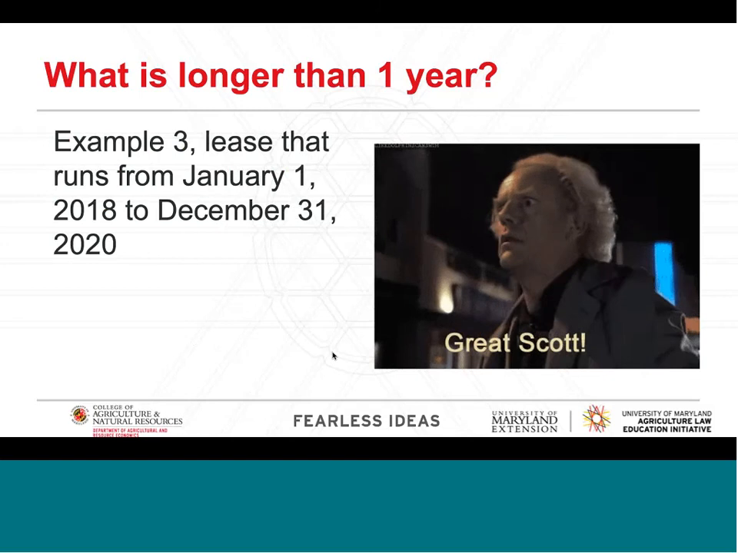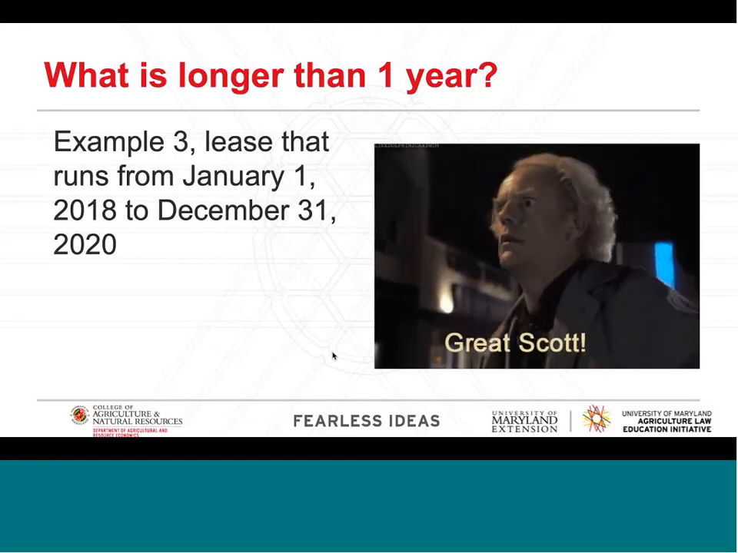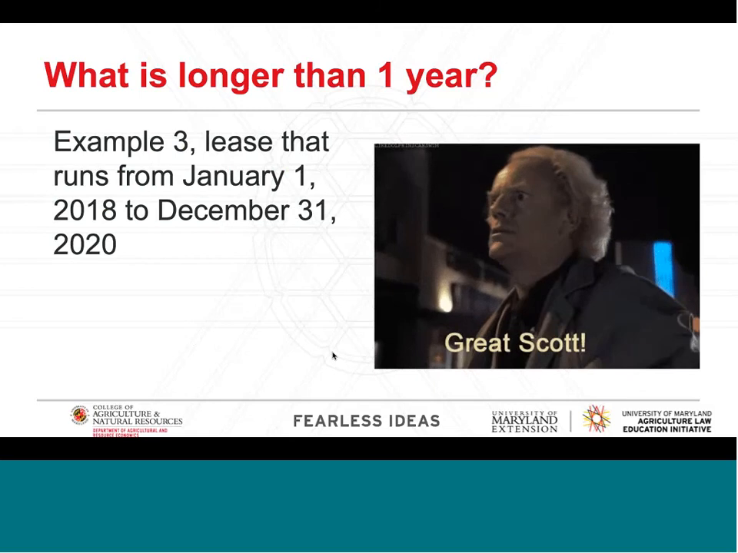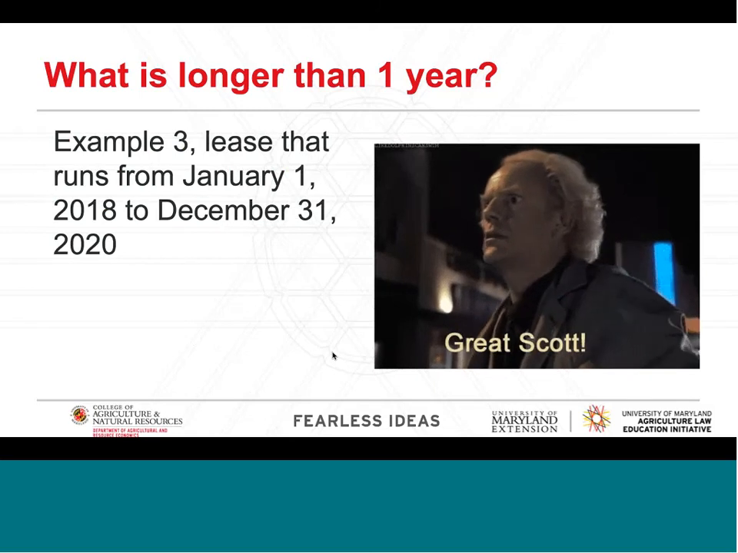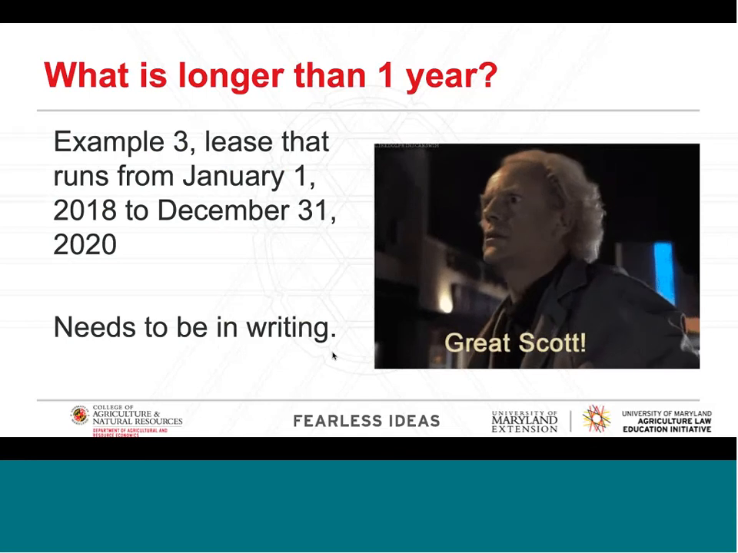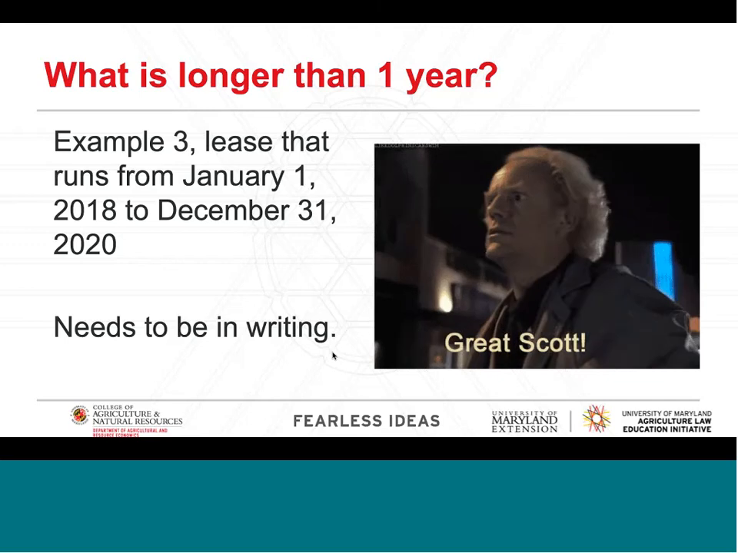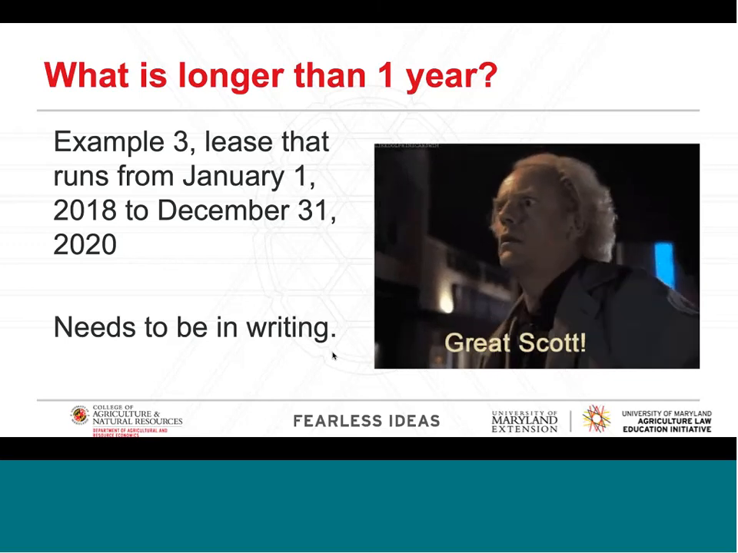My other example is one that clearly is longer than 1 year, started January 1 of this year, goes to December 31st of a later year. This one clearly needs to be in writing. It's longer than 1 year, so to meet the legal requirements, it would need to be in writing.